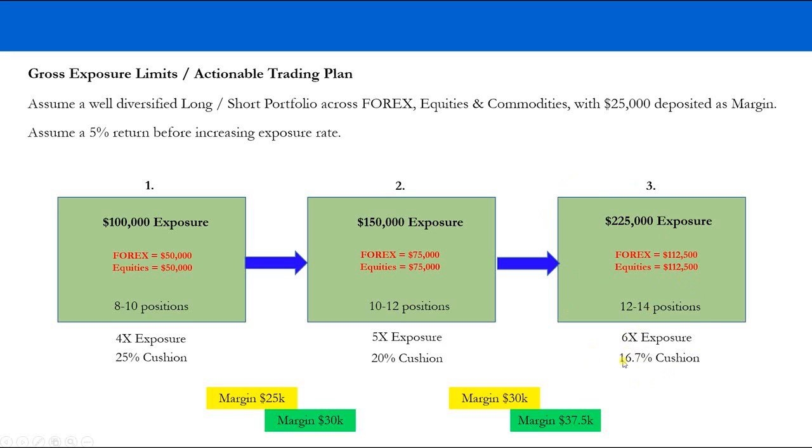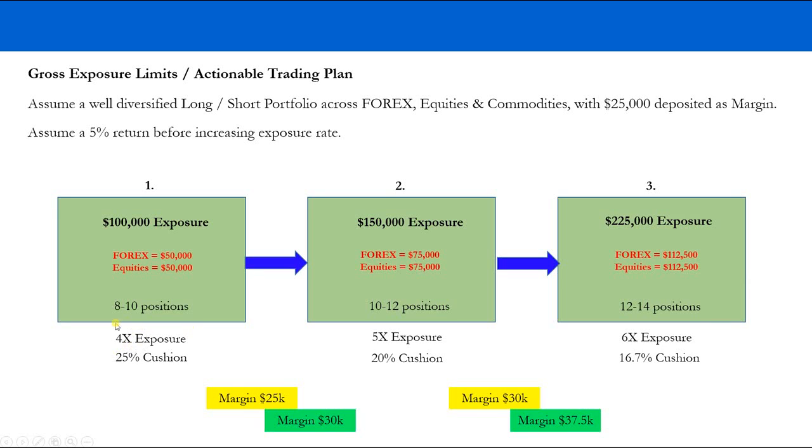So when we get here, we have our 16.7% cushion, but we've actually increased our positions again. Gross exposure of $225,000, Forex $112,500 net exposure to Forex, and net exposure in equities of $112,500 as well. So you can see how this works now.